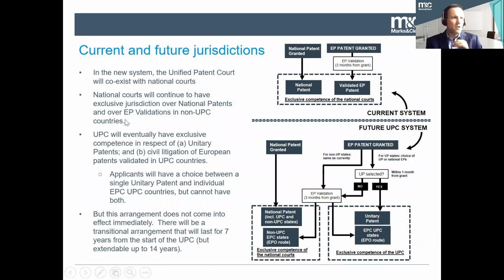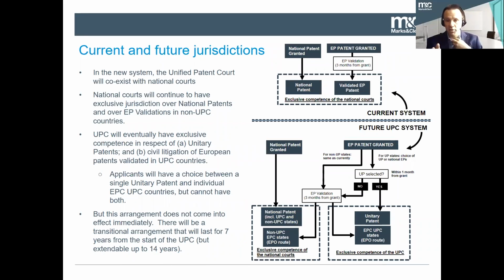Now, let's look a little bit at the jurisdictional issue. The two graphs that you see here: this is the state we're in at the moment and have been for many, many years. And this is the future state. But please note, this is not the state that the UPC system will adopt in the immediate future. This is the state it will adopt after a transition period that is presently set for 7 years from the start of the UPC coming into force.